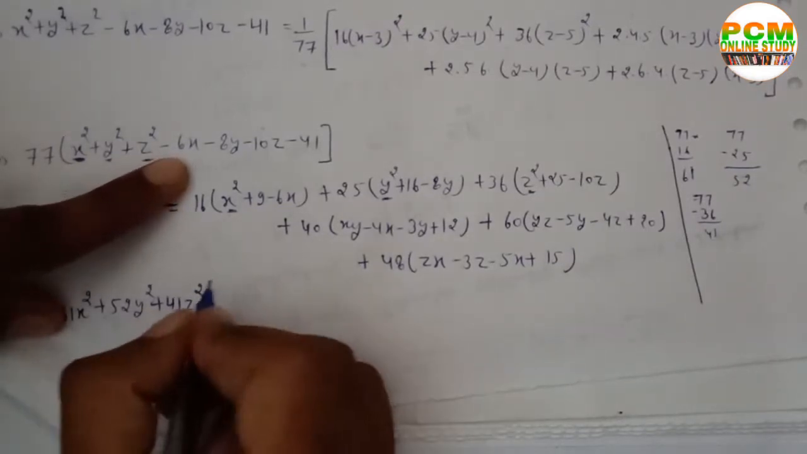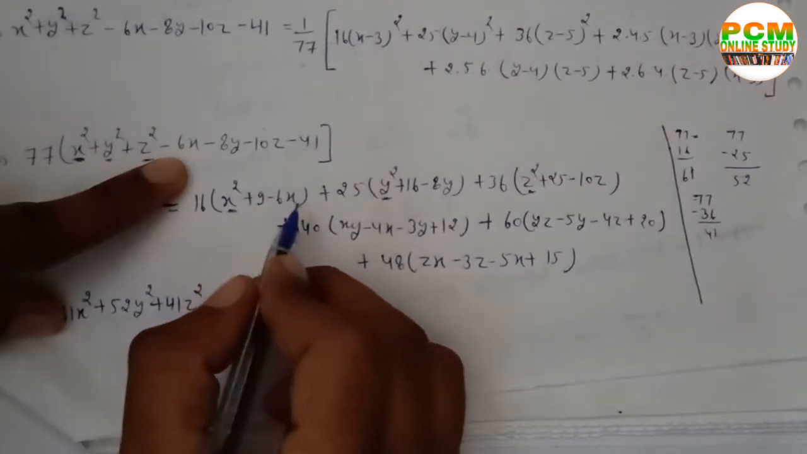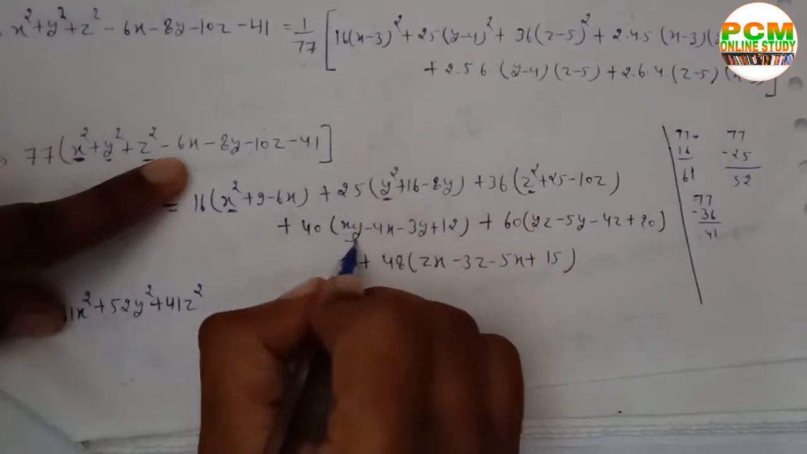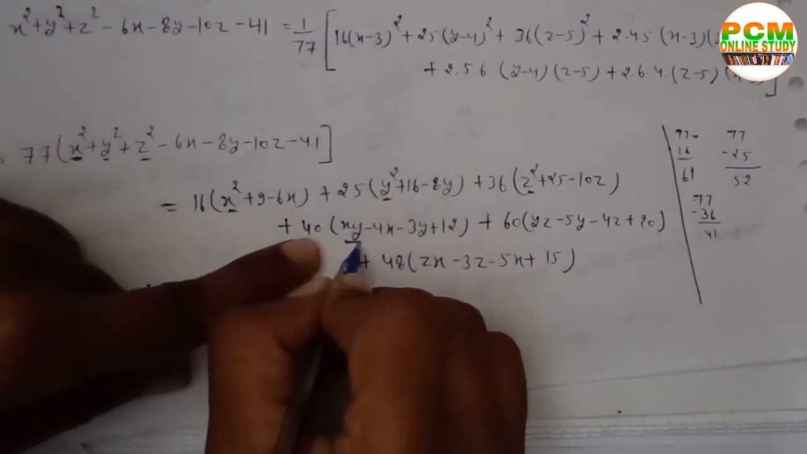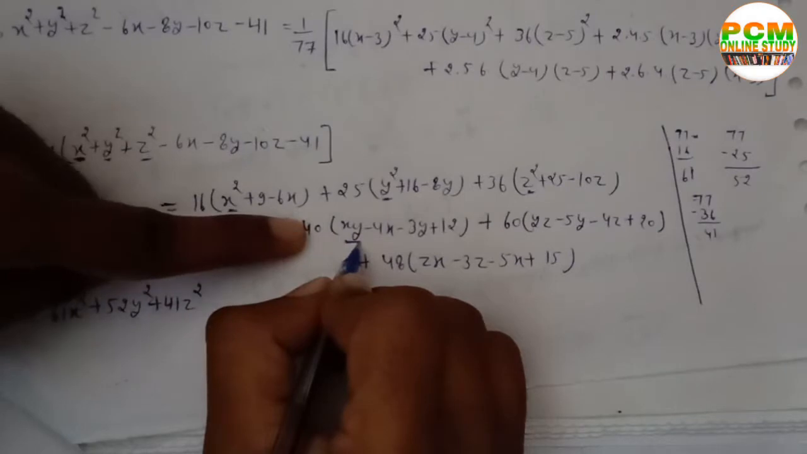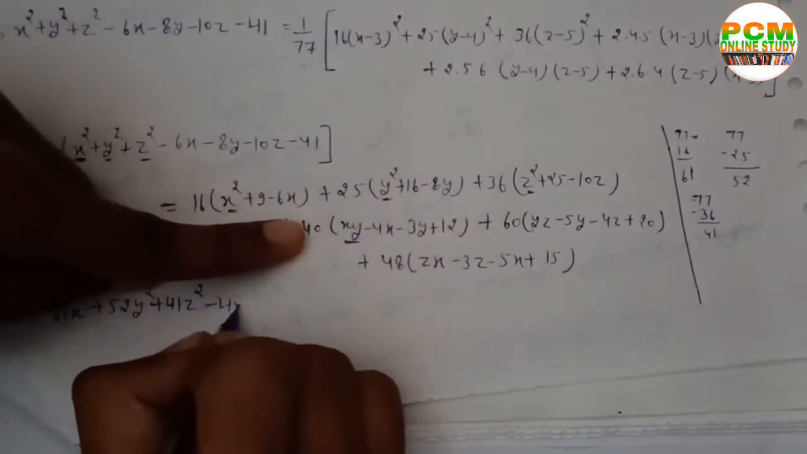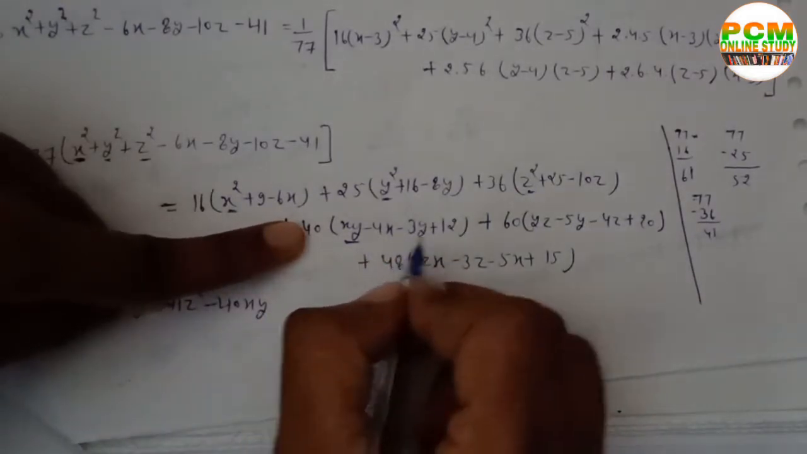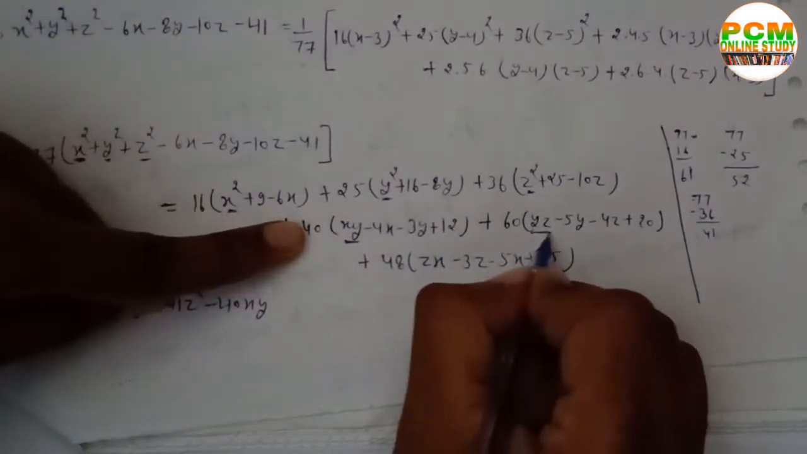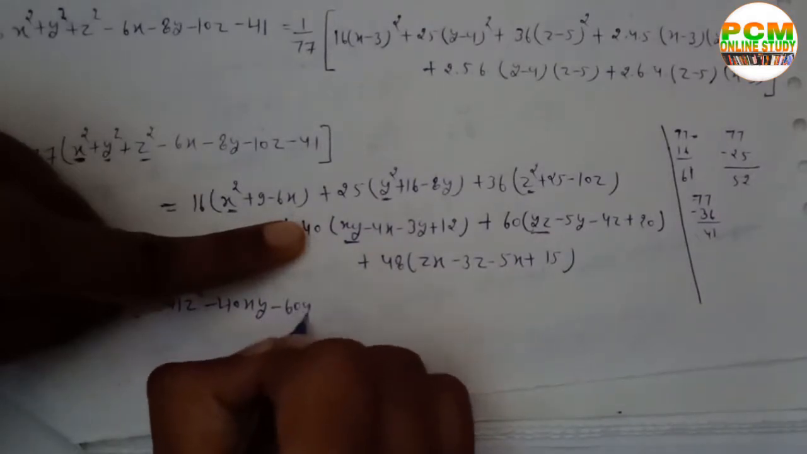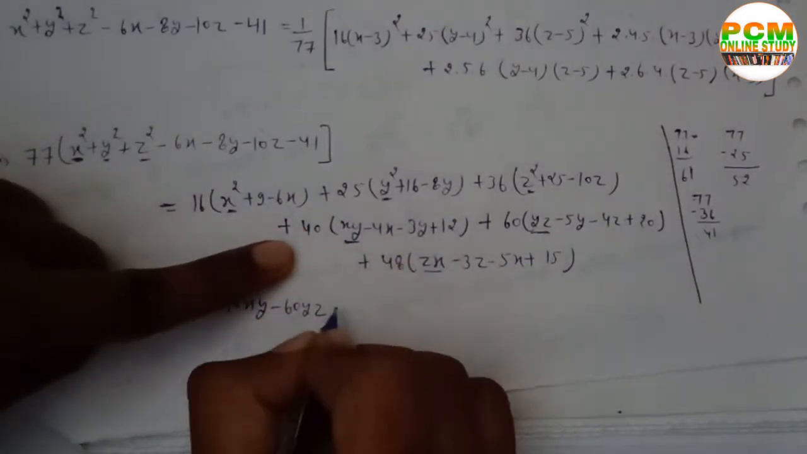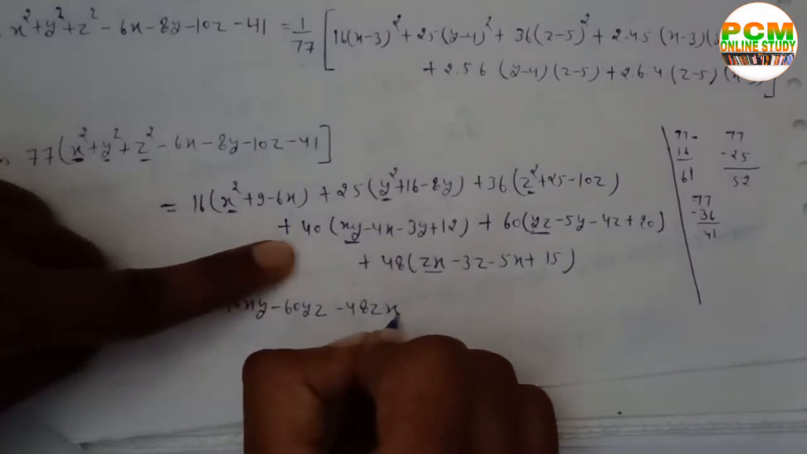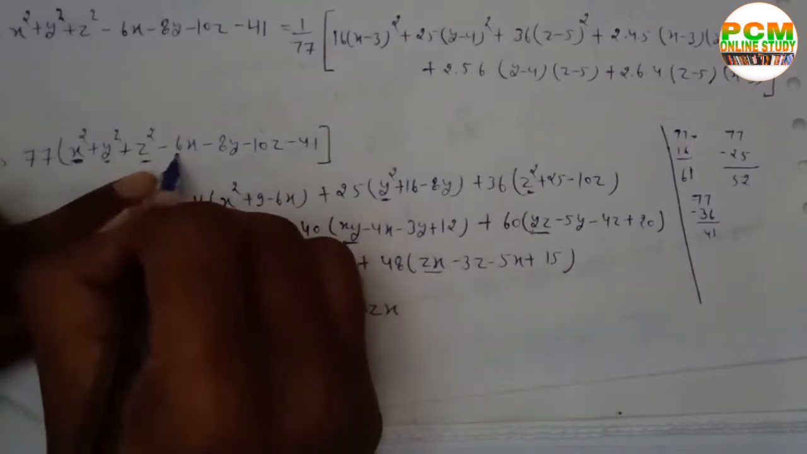Okay, so now I will take xy. Okay, so 40 xy, so it means minus 40 xy. Okay, and 60 yz, so minus 60 yz, and 48 zx, it means minus 48 zx. Okay, now just calculate x.